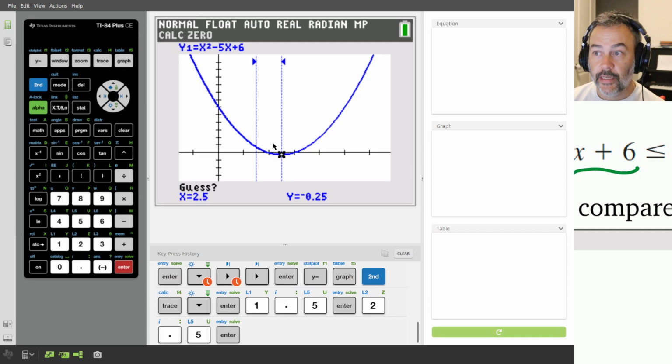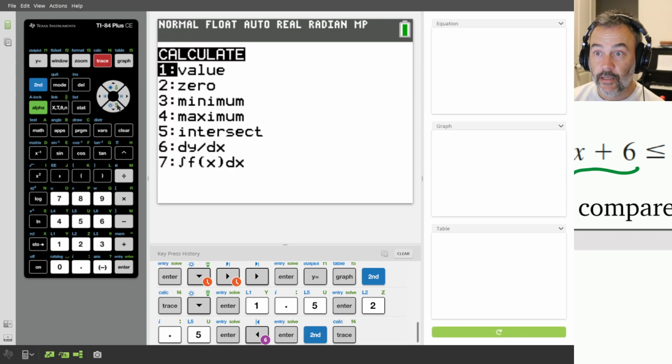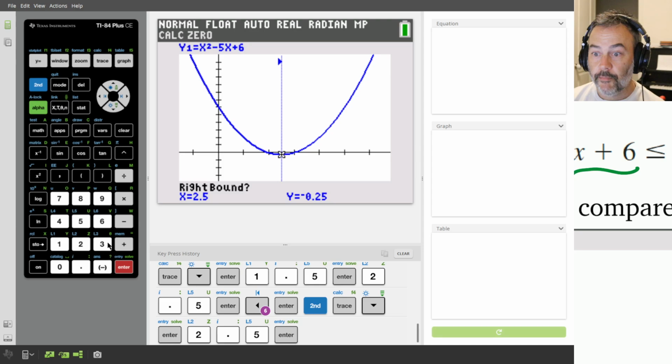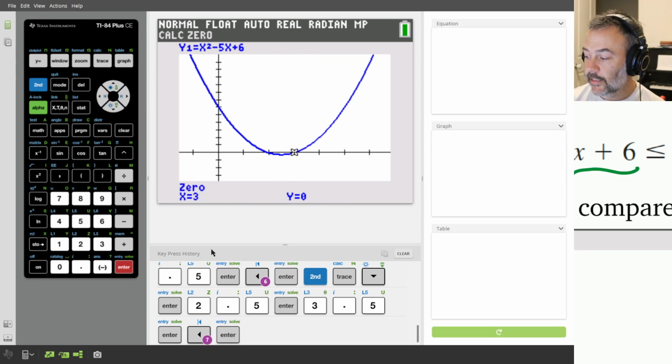So it's going to look for an intercept between these two boundaries. I'll just hit the left arrow a little bit so it's kind of close, and that's my guess. It gave me 2, 0. So I'll write that down, 2, 0. Okay, now I'm going to find this other intersection point, second calc, 0, left bound 2.5, right bound 3.5, and I guess anything in the middle will be just fine. Hit enter, and I get 3, 0.